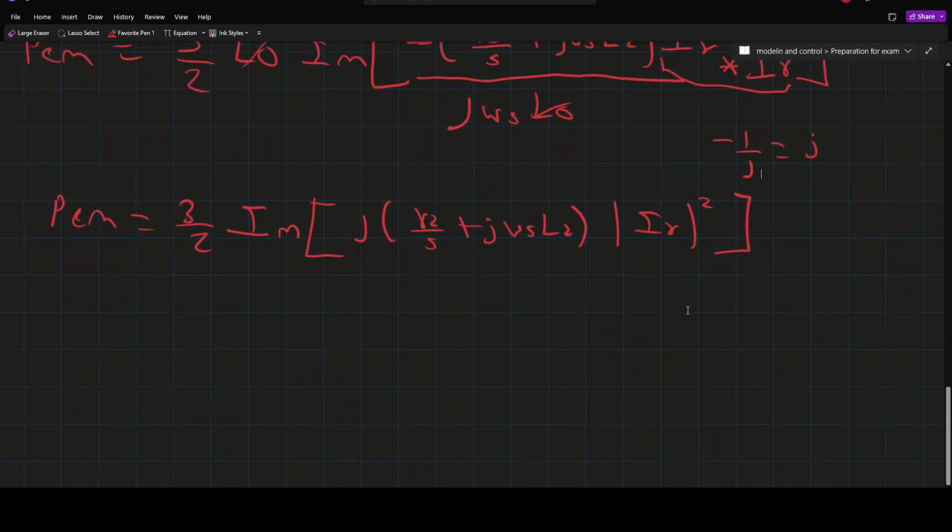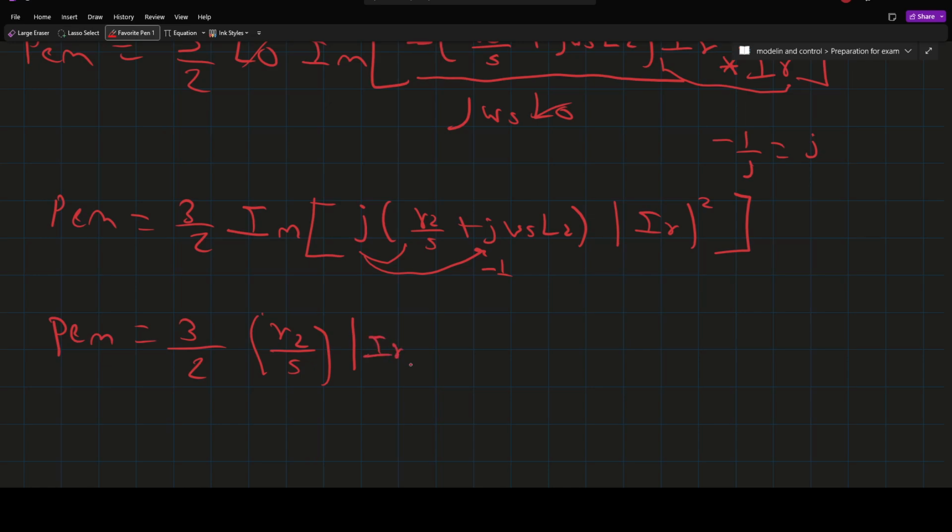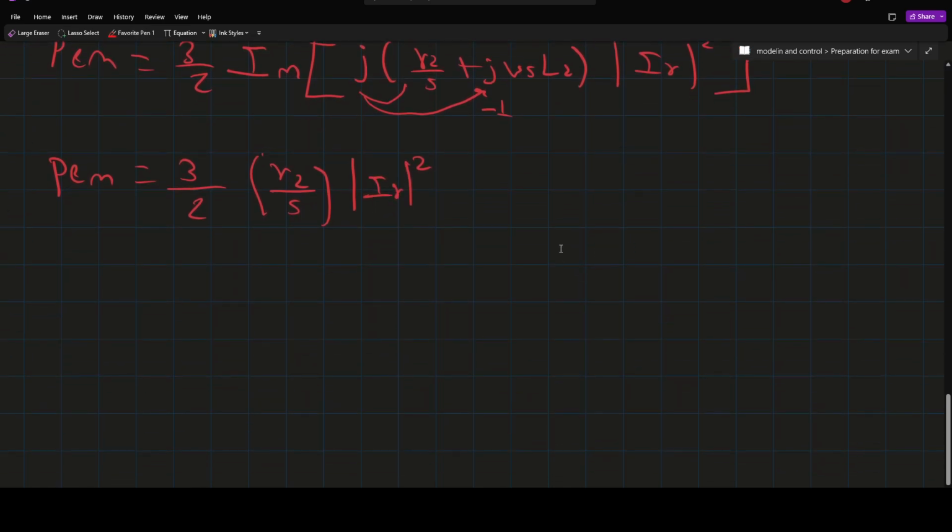Okay, so remember we only care about the imaginary part. When we multiply j by r2 over s, we get imaginary, but when we multiply j by j omega s L2, we get j times j, which is minus 1. So this will have no imaginary part. So finally we have our PEM equals 3 halves times r2 over s times the magnitude squared of ir.